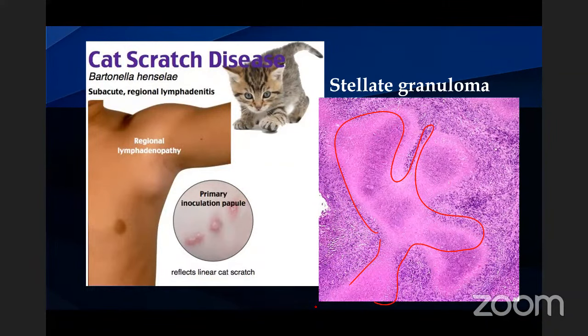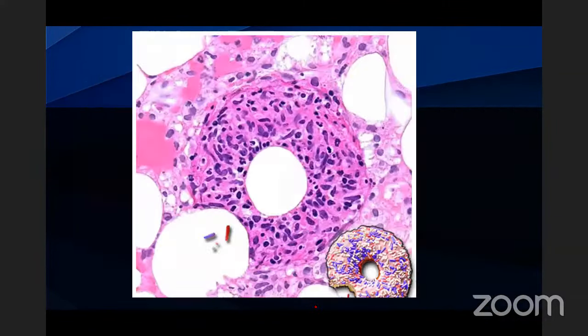Apart from that, somebody asks you about donut granuloma. Where do you see these donut granulomas? These are seen in Q fever. Donut granulomas are seen in Q fever, and if a patient is taking allopurinol, you can see these in the liver.